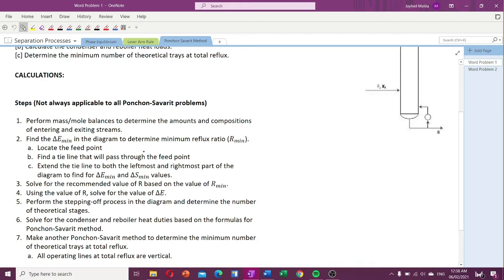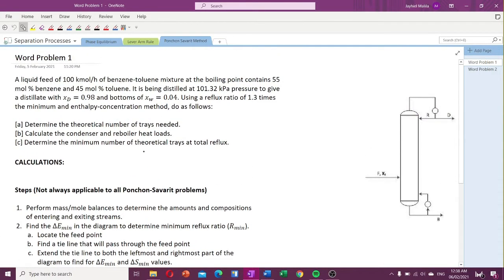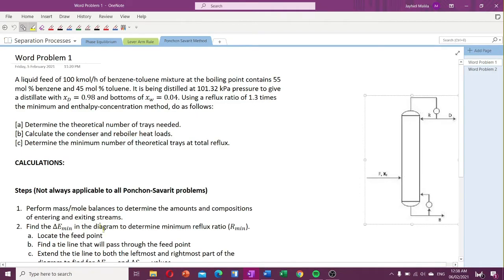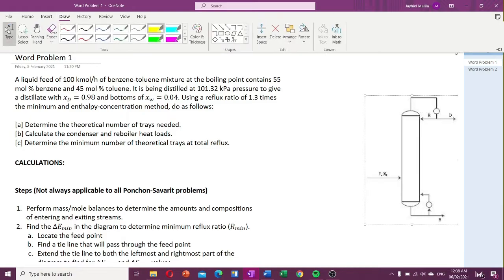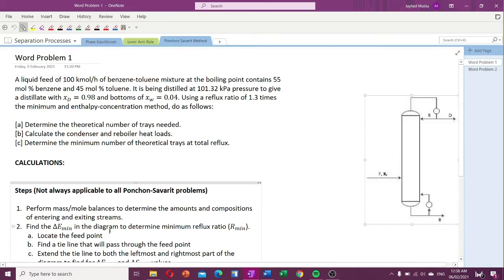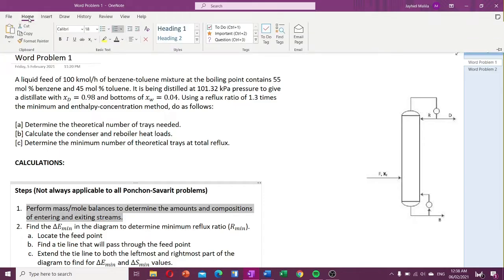Of course, before we perform the stepping off, the determination of the theoretical number of trays needed, the first thing that we have to do is to perform mass and mole balances to determine the amounts and compositions of entering and exiting streams. It's a very important thing to do because the information that we get after we perform overall and component mass balances, we're going to place in our enthalpy concentration diagram, or we call it the HXY diagram.